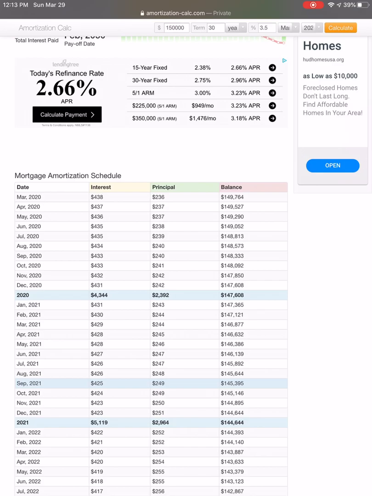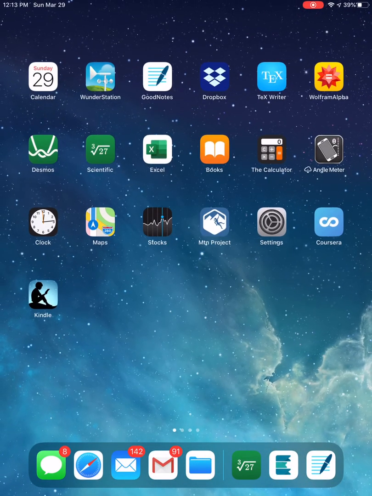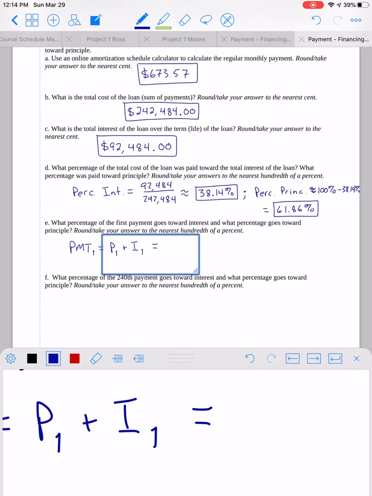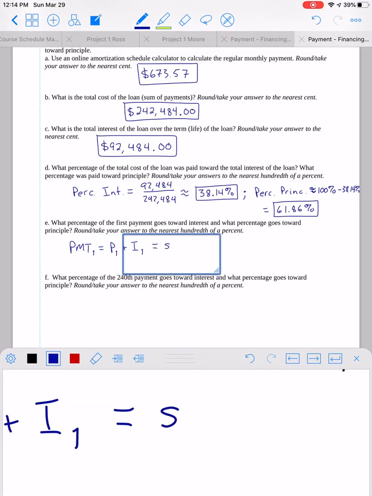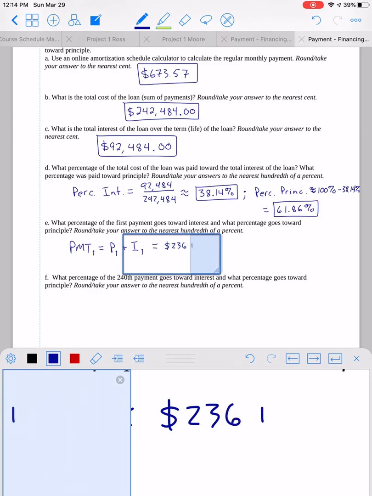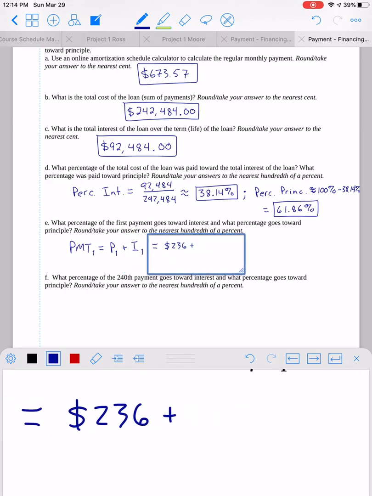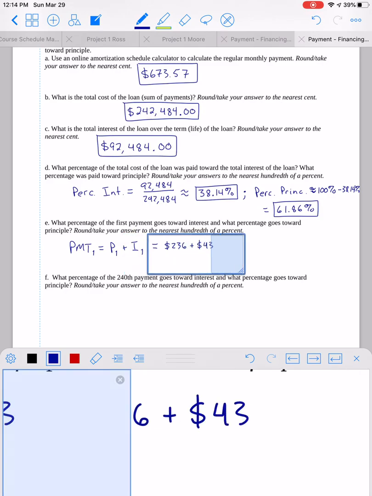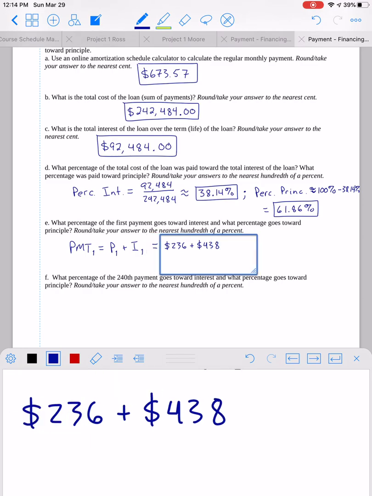So let's write both of these things down on the worksheet. So we've got principal was $236 plus the interest is $438. We're being only as precise as that schedule is, so we don't have the cents here right now. We don't need to add these up. We know that these should roughly sum up to $673.57. It looks like it sums up to $674, so they're rounding in this. Again, they're not being very precise, but that's okay.